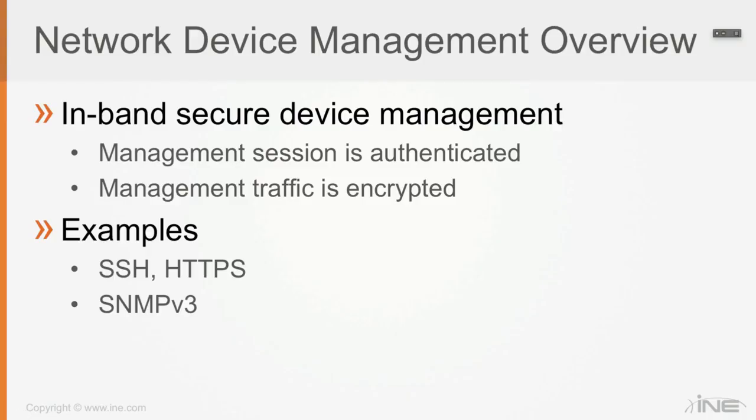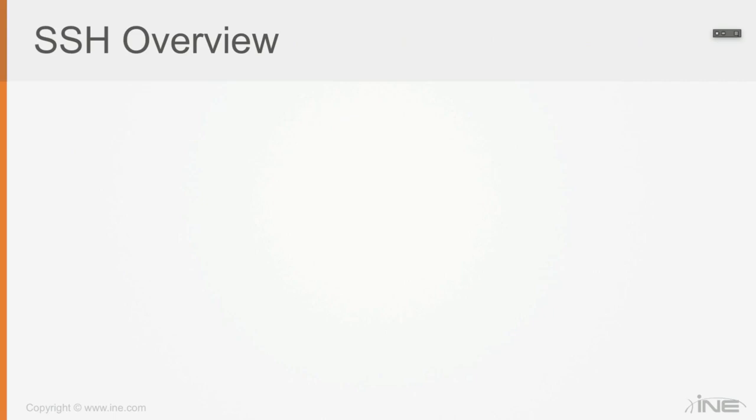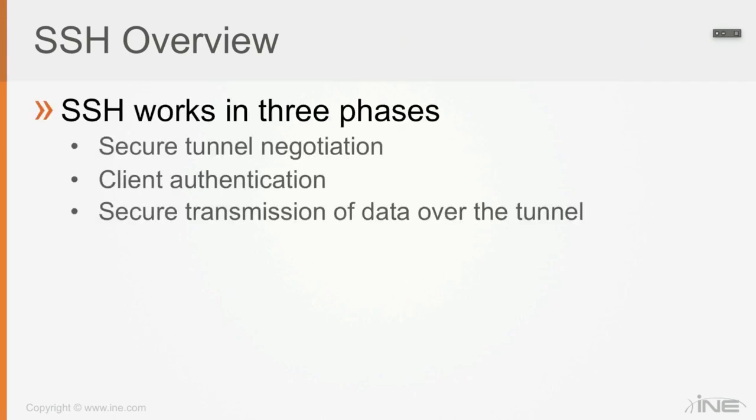Let's speak about SSH to begin with. SSH works in three phases. The first phase is the secure tunnel negotiation. The SSH client and the SSH server have to negotiate the secure keys, like the encryption keys and the hashing keys. Once the secure tunnel is negotiated and we have the keys negotiated, then client authentication is performed. If I get successfully authenticated, then the management plane traffic which I'm going to send over that SSH tunnel is likewise secured, which means encrypted.